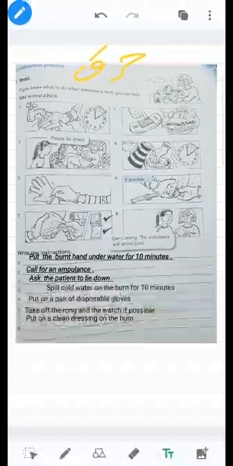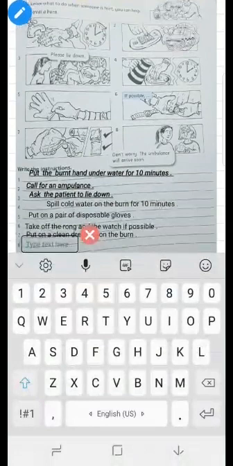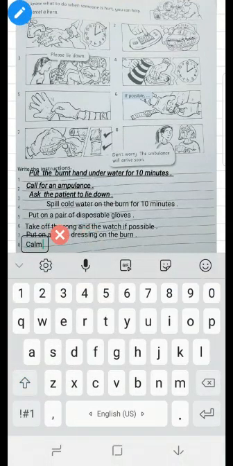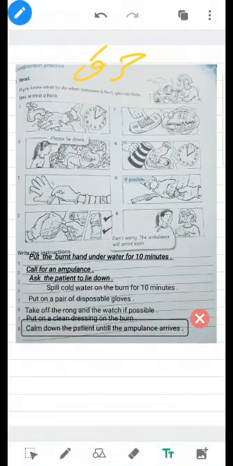The last one, the girl is telling the lady, don't worry, the ambulance will arrive soon. So, do you remember calm down? يهدئ. So, calm down the patient until حتى the ambulance arrives. نهدئ المريض حتى تأتي سيارة الإسعاف. Calm down the patient until the ambulance arrives. Okay?